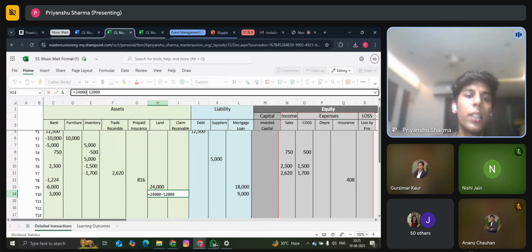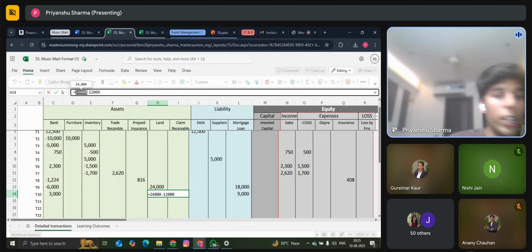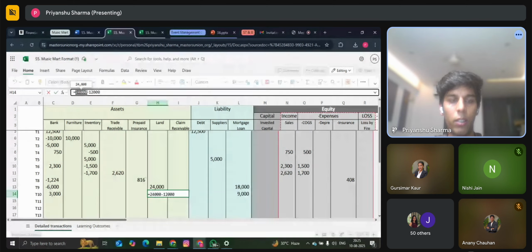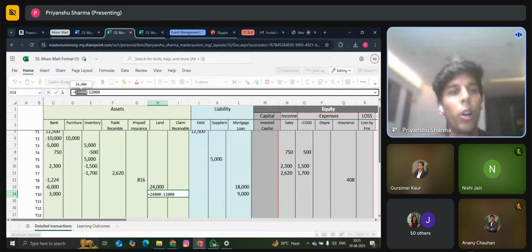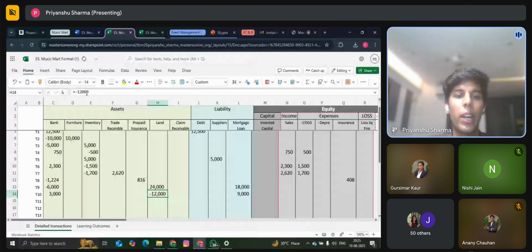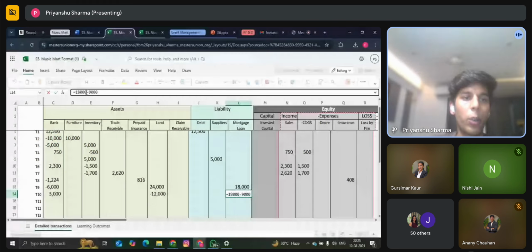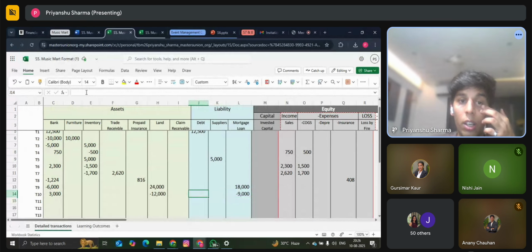I mean, we're recording transactions here. If we were preparing the final balance sheets, we would have brought down 12,000 in total. But since we're recording transactions here, we can say minus 12,000 as well, so that it enhances our understanding better: 12,000 worth of land has gone, 9,000 of debt has gone. So I think that works as well. Got it. Thanks.